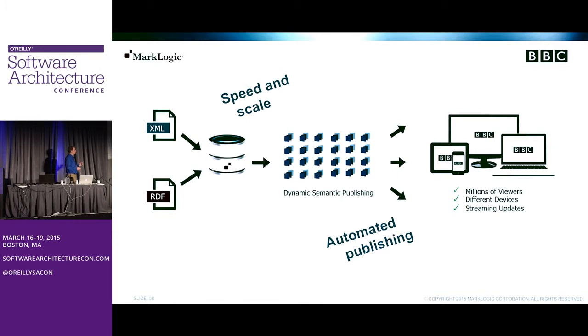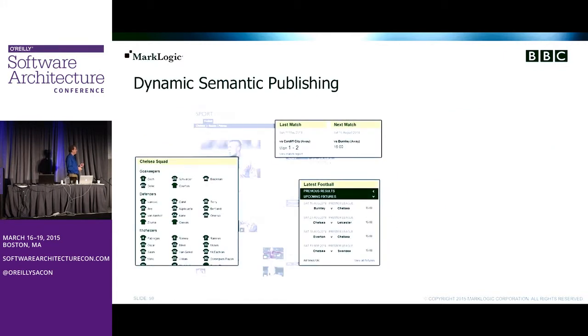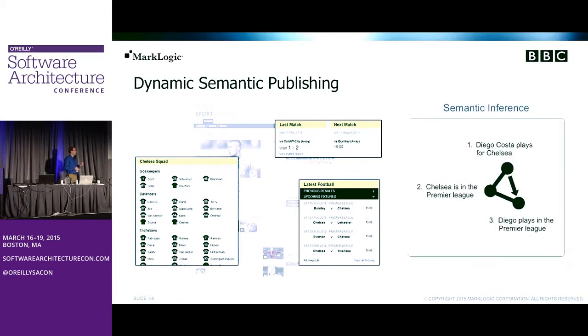So we got speed and scale, automated publishing, and here we go: the dynamic semantic publishing model. Basically, this let them keep up with the enormous demands of being the official source of information for one of the world's largest sporting events.